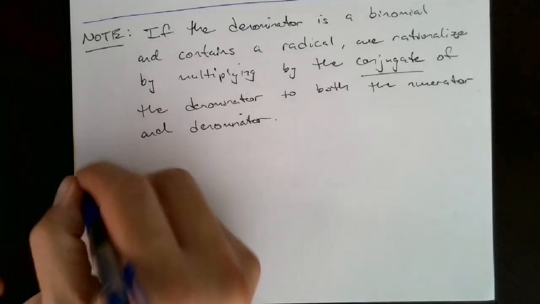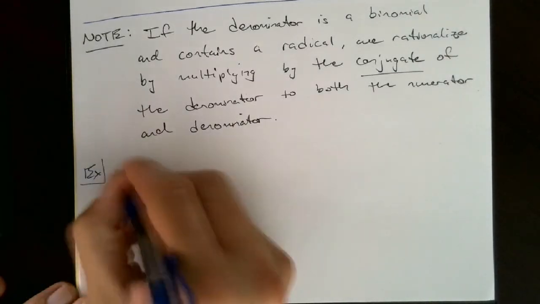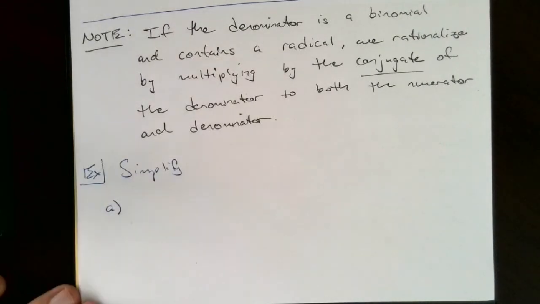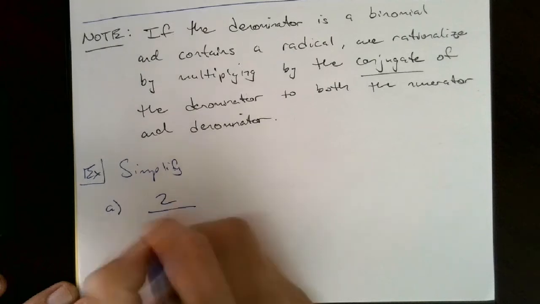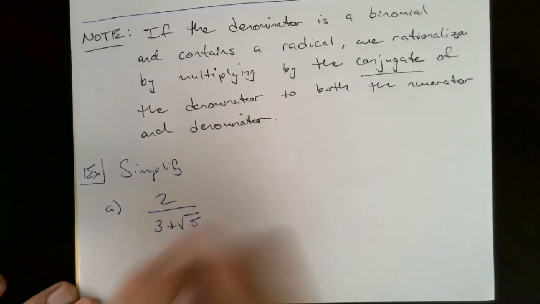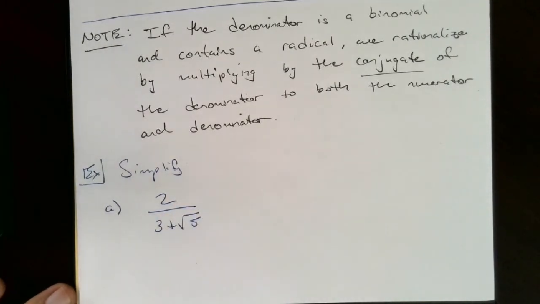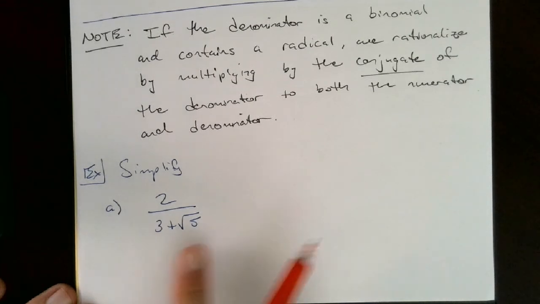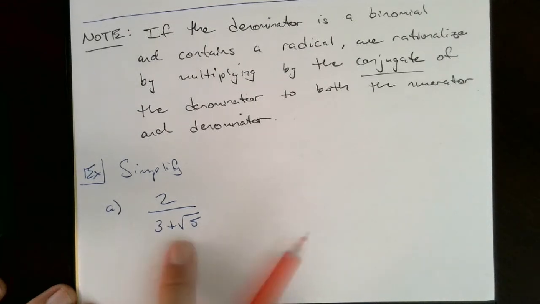Taking a look at an example here. If I said to simplify something like this, if I had 2 over 3 plus the square root of 5. The first thing to notice is that you have a radical in the denominator and you have two terms. That's what's telling you that you want to multiply by the conjugate. You can't just do what we did in the earlier examples where you just multiply by the square root of 5, because now there's more than one term. If it was only one term, if there was no addition or subtraction, then you could.